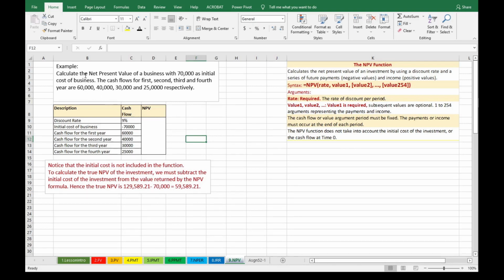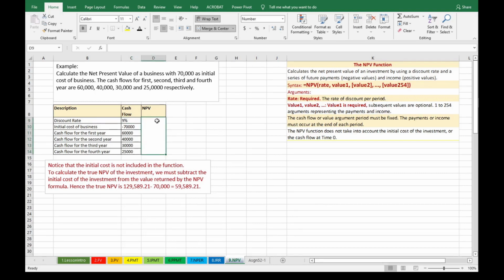Here we need to calculate the net present value of a business with 70,000 as the initial cost of business. The cash flows for the first, second, third and fourth year are 60,000, 40,000, 30,000 and 25,000 respectively, and the discount rate is 9%. So we have a discount rate of 9%, the initial cost of business is minus 70,000, and then we have cash flows of 60,000, 40,000, 30,000 and 25,000. So we need to calculate NPV.